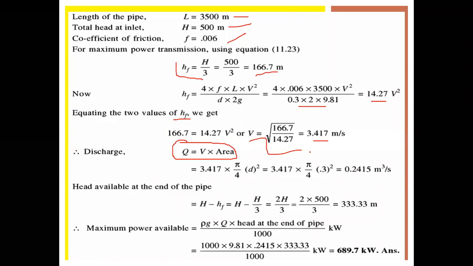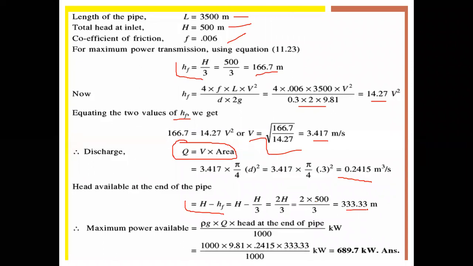Therefore, the velocity here is 3.4 into pi by 4 d square, with d equal to 0.3. The value of this is 0.2415. Hope you understood. Now, the head available at the end of the pipe is H minus HF, that is H minus H by 3, therefore 2H by 3, that is 2 into 500 divided by 3, equal to 333.33. That is the head available.